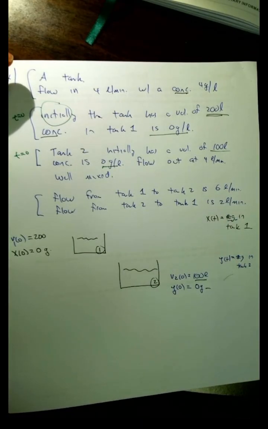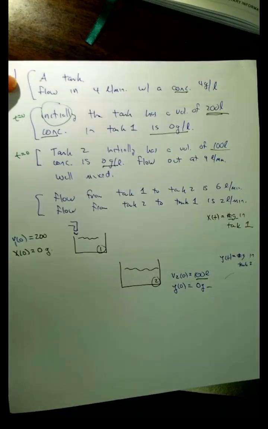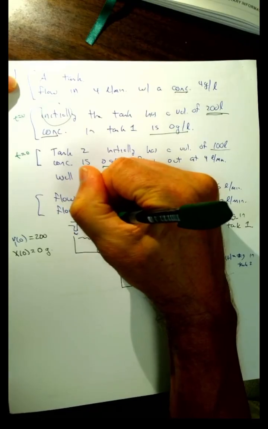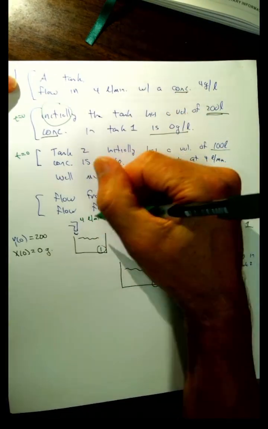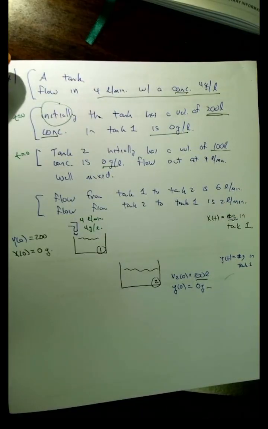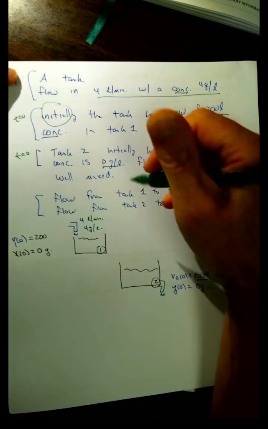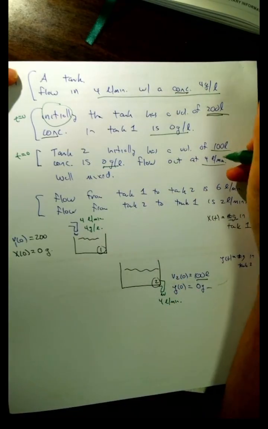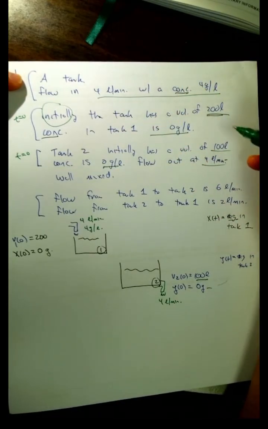All right. What other information do I need? I've got some amount flowing in. It's flowing in at 4 liters per minute, and the concentration is 4 grams per liter. So I've now used that information. It's flowing out of the system here at 4 liters per minute, and that's all I know about that. So I've now used this piece of information.